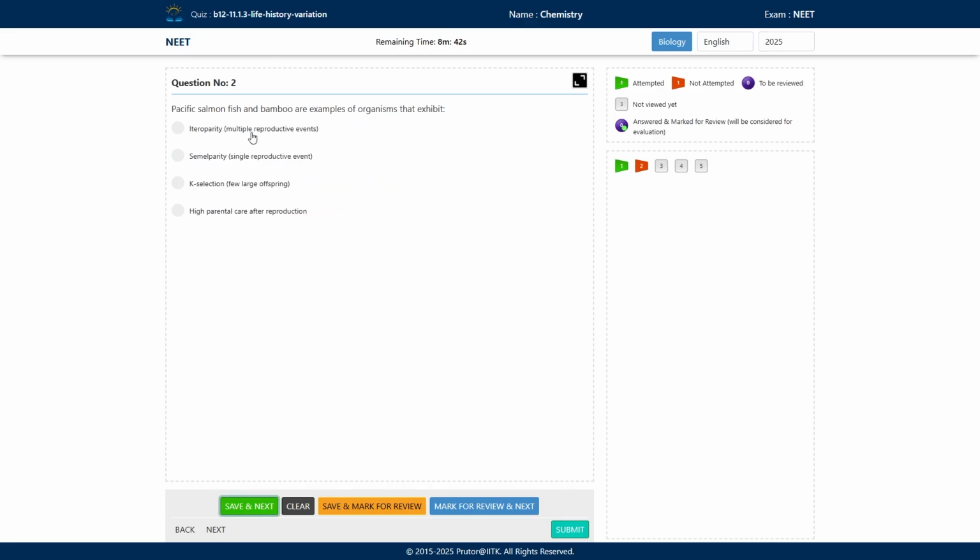Next one: Pacific salmon, fish, and bamboo are examples of organisms that exhibit. First is iteroparity, means they have multiple reproductive events. They breed multiple times. Next one, semelparity, means single reproductive event, means they breed only once and then they die. Next is K selection, which is few large offspring. And last one is high parental care after reproduction. What is the correct answer?